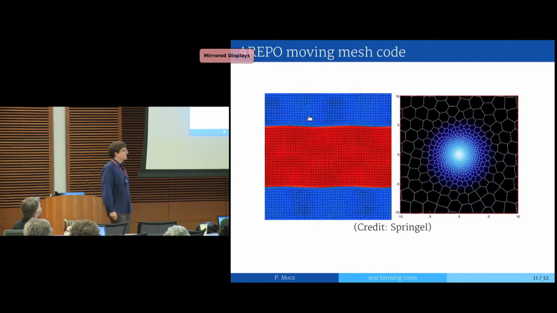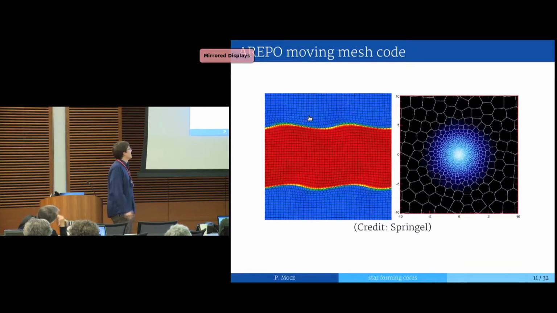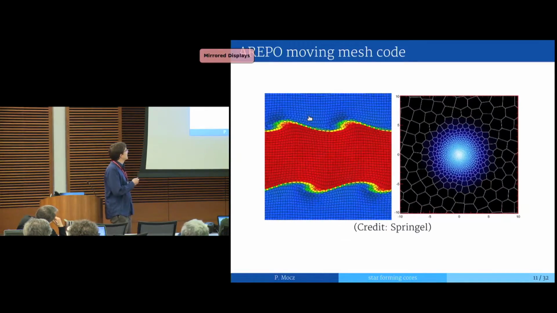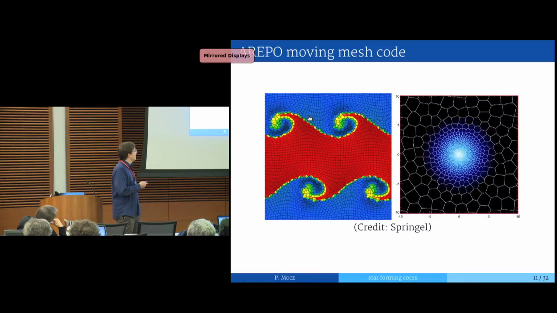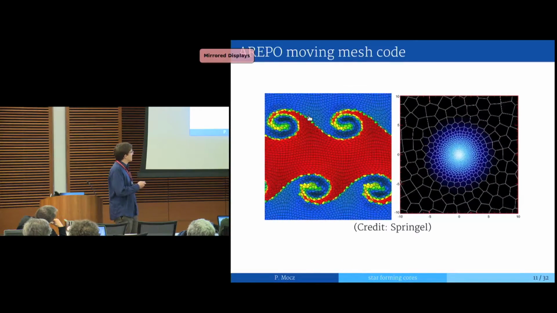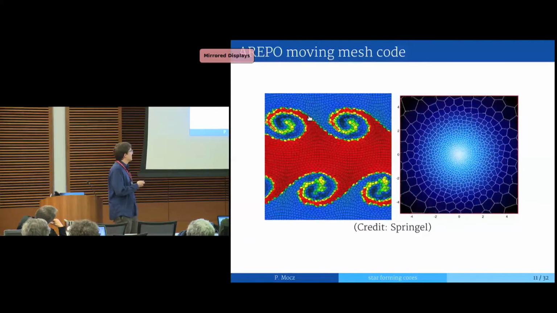Okay, so this is what the moving mesh code looks like. On the left, simulating a Kelvin-Helmholtz instability. On the right, just showing a disk, and you can see really the range of automatic spatial adaptivity of this code.